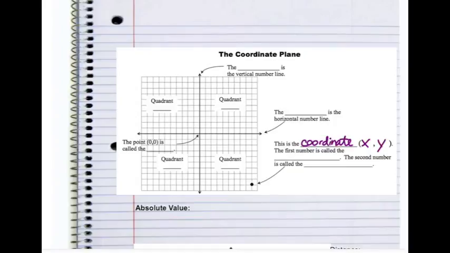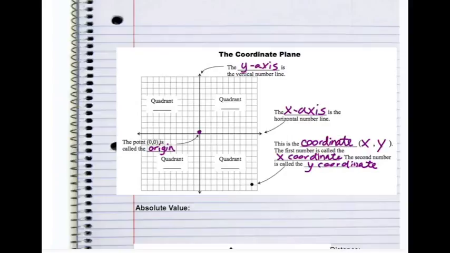The first number is called the x coordinate, and the second number is called the y coordinate. So, of course, the x-coordinate is going to have to go with the x-axis, or the horizontal number line in our graph, while the y-coordinate follows the y-axis, or the vertical number line in our graph. The very middle, where the x-axis and the y-axis intersect, this is called the origin.